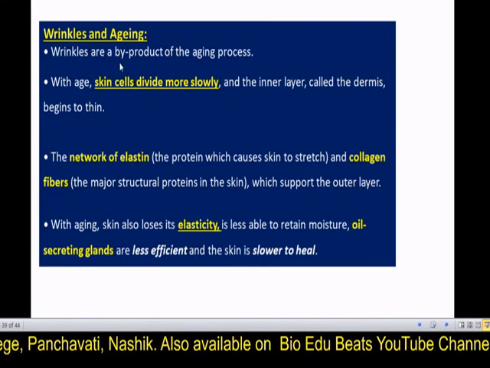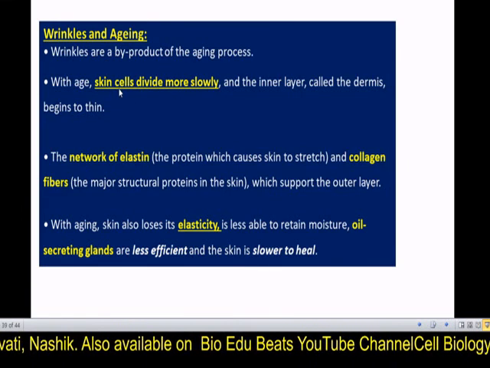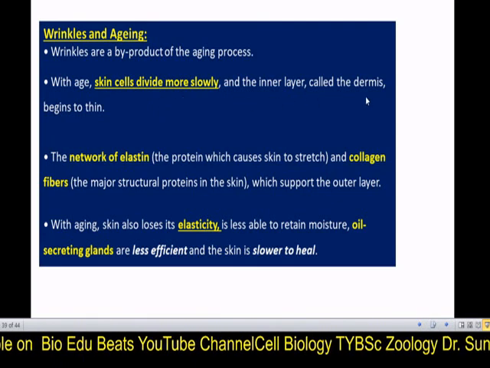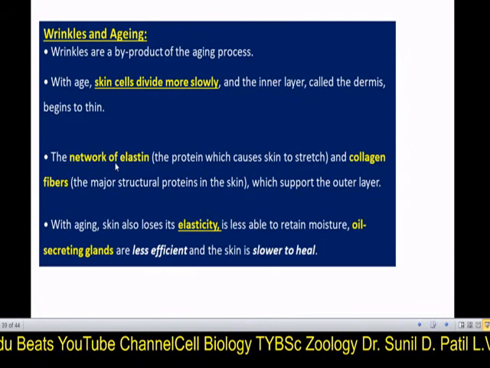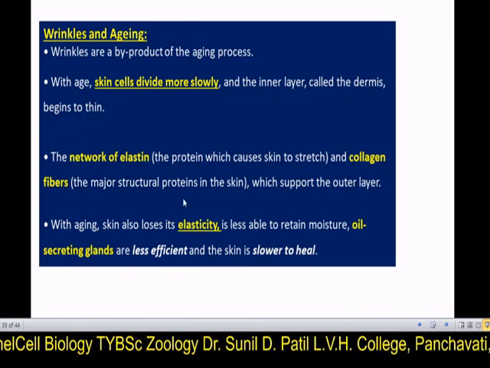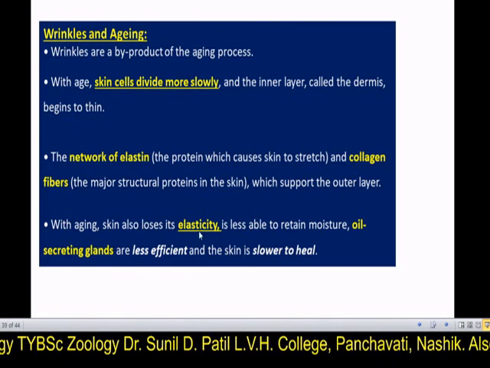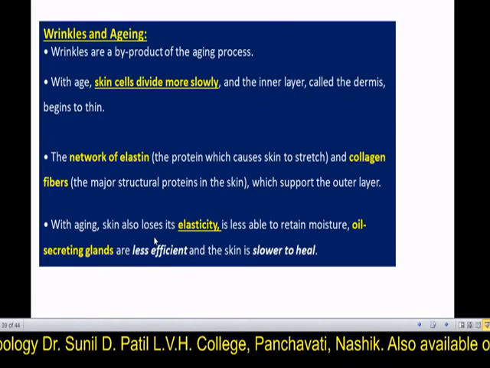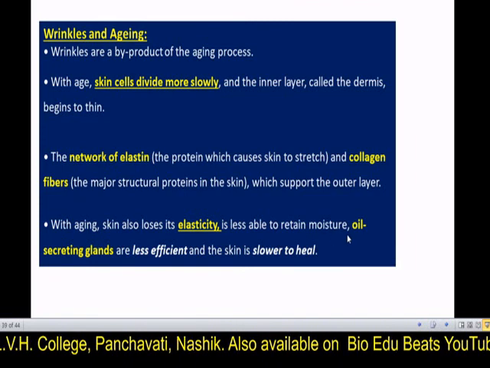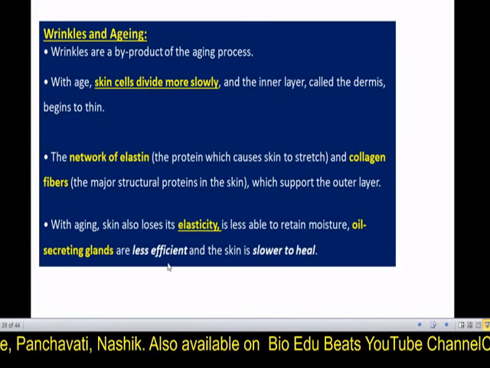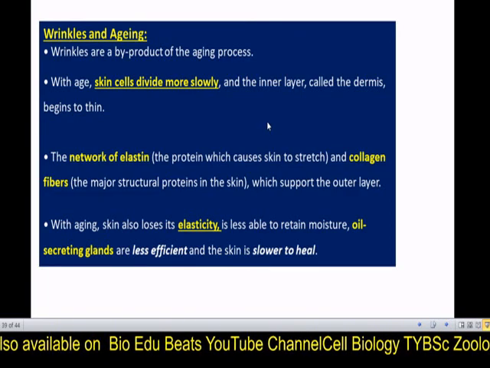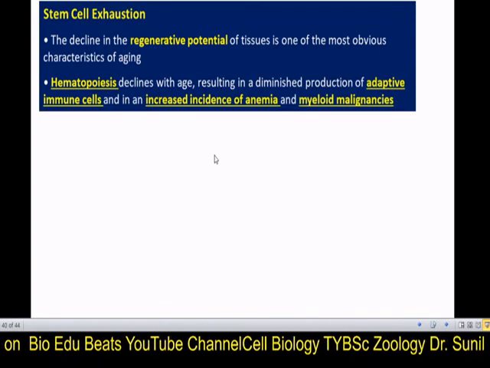Wrinkles and aging. Wrinkles are a byproduct of the aging process. With age, skin cells divide more slowly and the inner layer called the dermis begins to thin. The dermis becomes thinner and thinner. The network of elastin and collagen fibers which supports the outer layer weakens with age. Skin also loses elasticity and is less able to retain moisture. Oil secreting glands are less efficient, and skin is slower to heal. So these are the extracellular effects of aging.